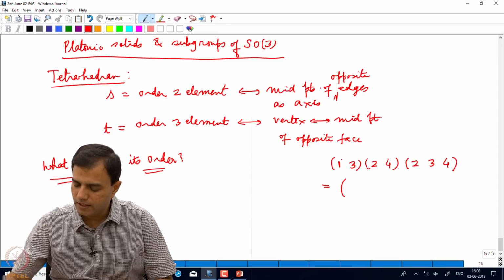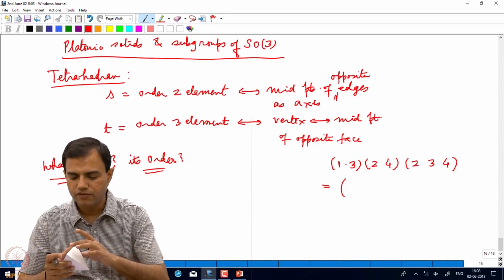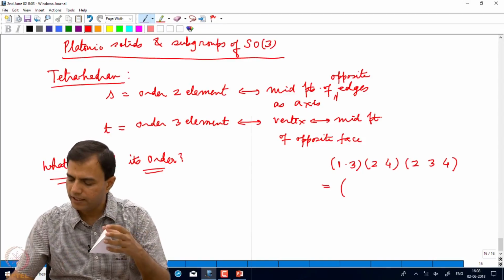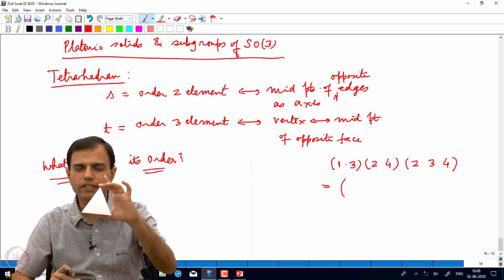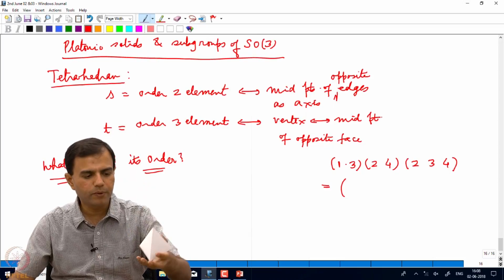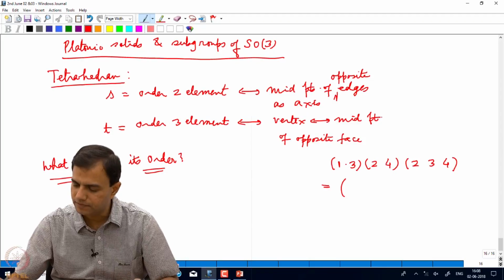So this is the edge joining vertex 1 with 3, and the other is vertex 2 and 4, and here vertex 1 is one end of the axis, and the midpoint of the face 2, 3, 4 is the other end of that same axis.